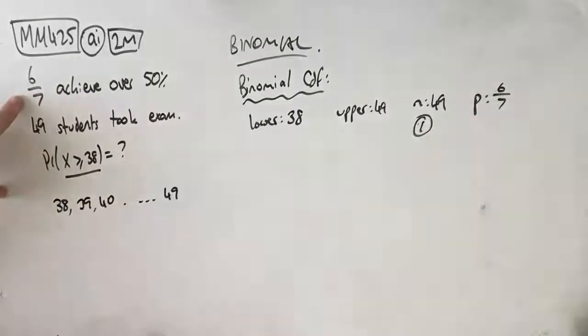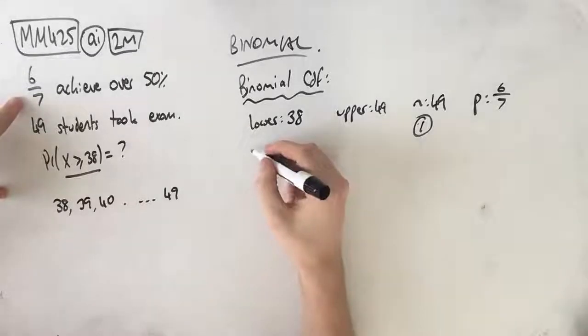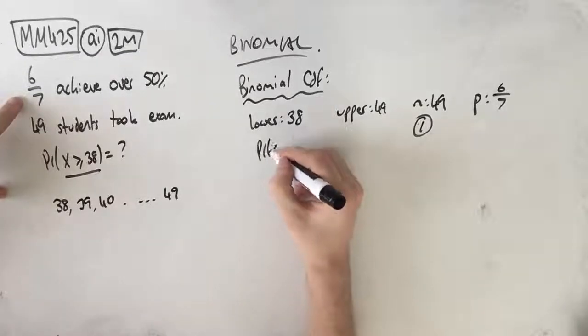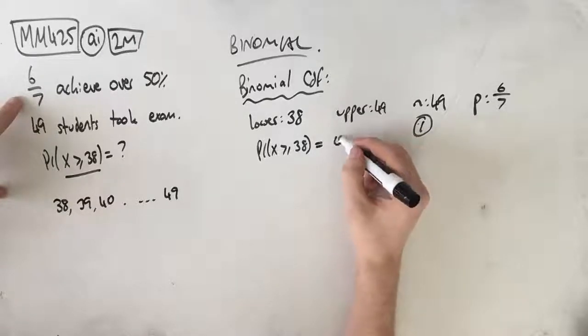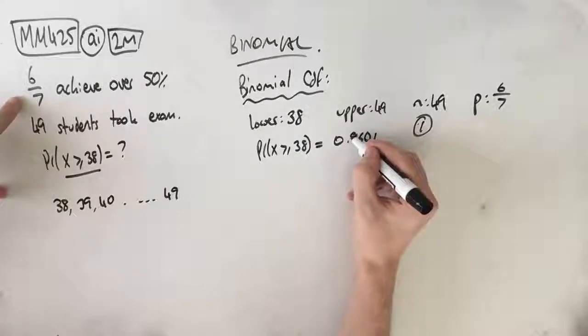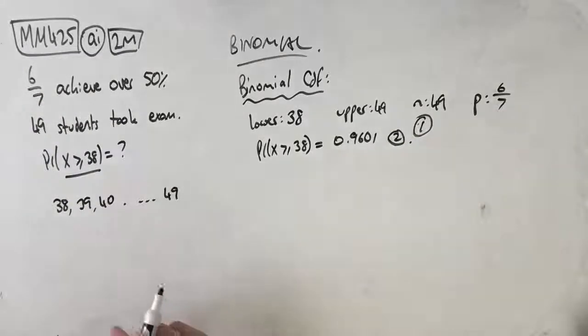That's our first mark. Our second mark comes from actually evaluating this. And so when we click enter in our CAS, what we'll get is the probability that x is greater than or equal to 38 is equal to 0.9601. That's our second mark. So guys, that's it for part AI. Let's move on to part AII.